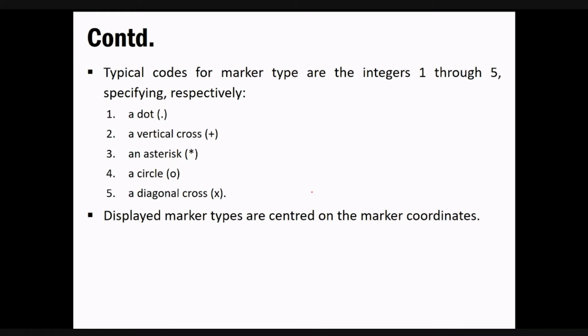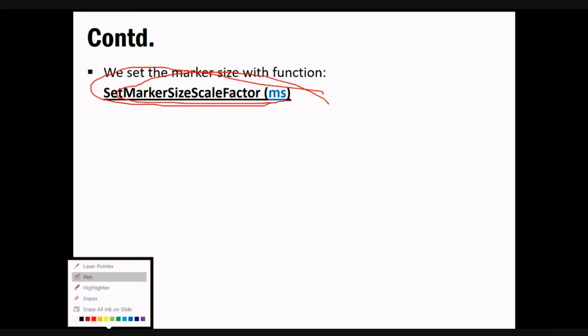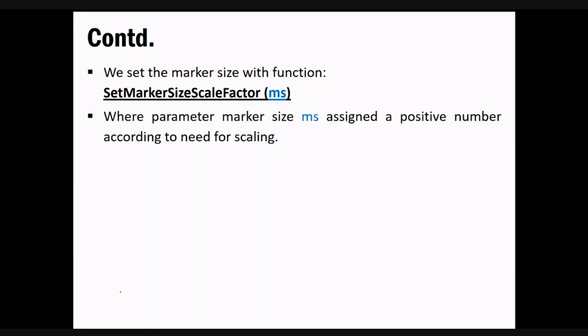Now displayed marker types are centered on the marker coordinates. Okay, so that is what you have to keep in mind. And we set the marker size with the function. Size can be scaled up or down with the help of set marker size scale factor. Simple. And inside the ms you can give a positive value, for how much you want to scale it.